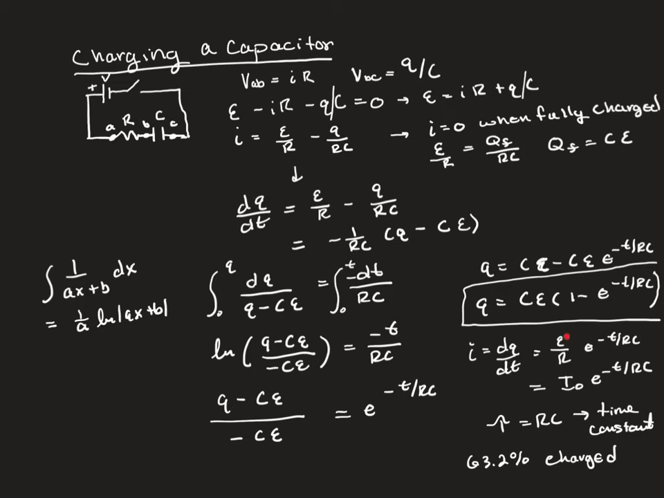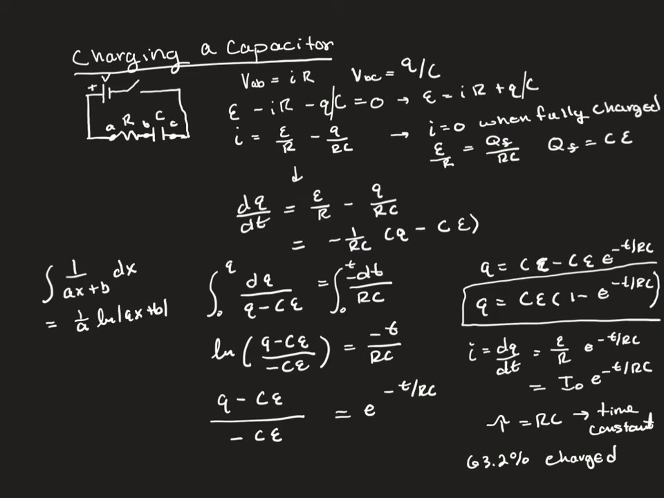And we get the idea that the EMF over the resistance is equal to e raised to the negative t over RC. So the current, as we talked about below, as the charge is exponentially increasing, the current is going to be exponentially decreasing. And this is once again supported by Kirchhoff's law up here.